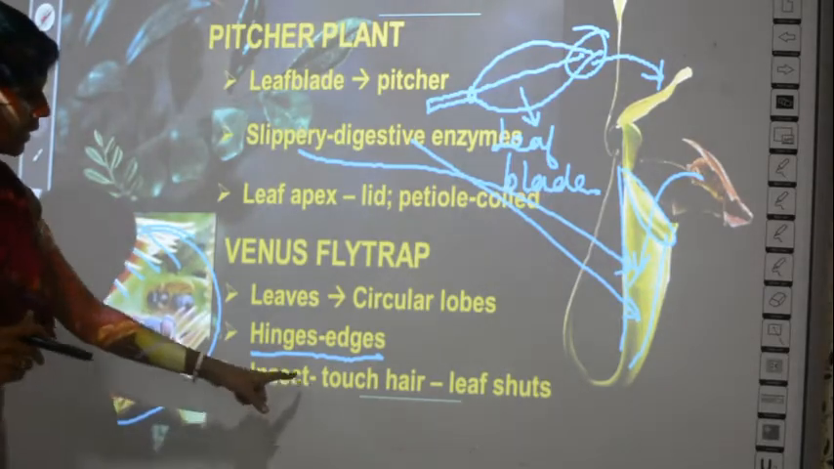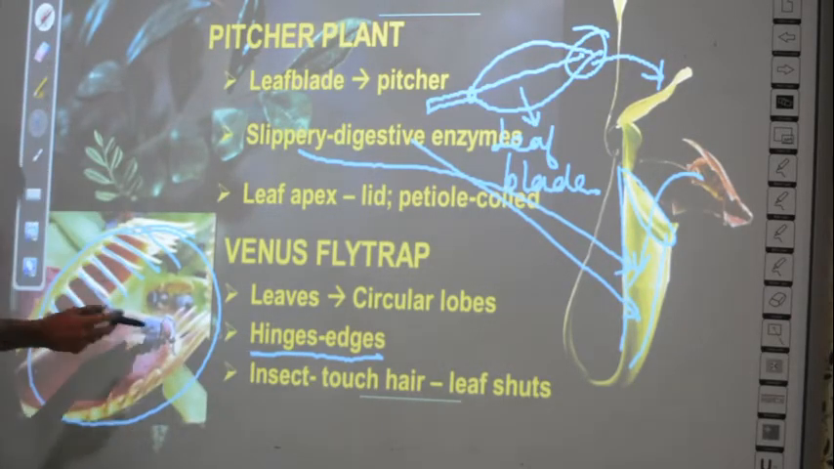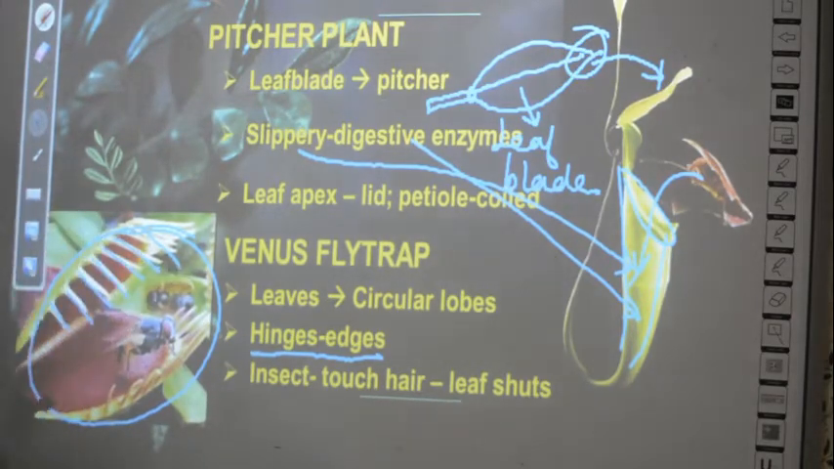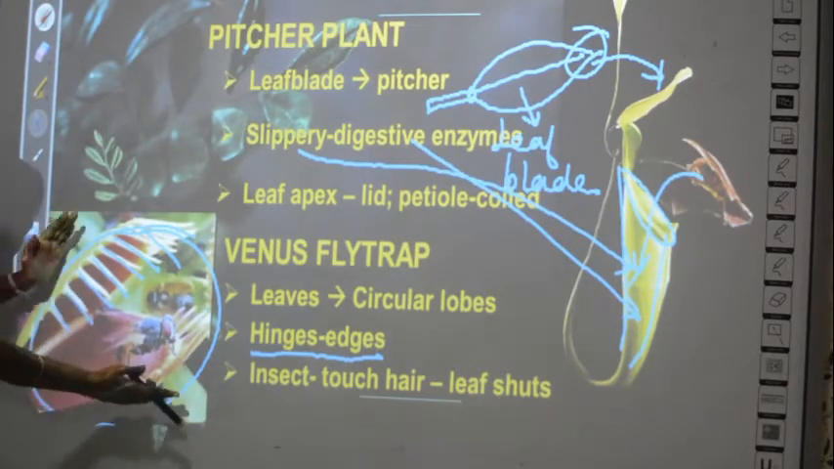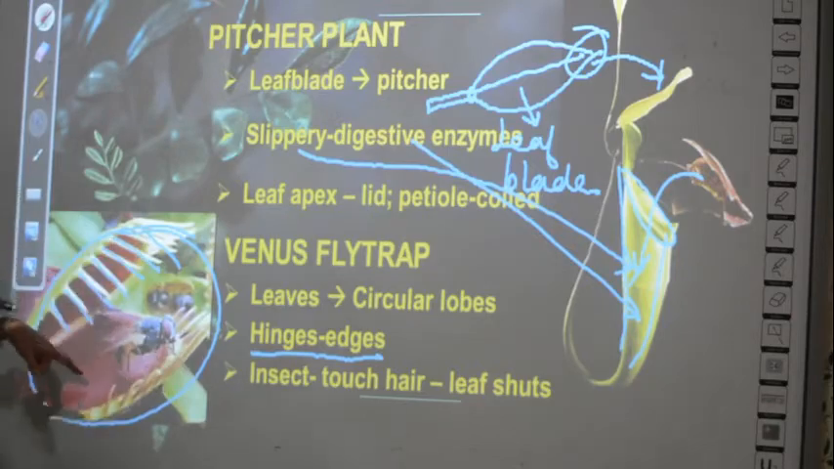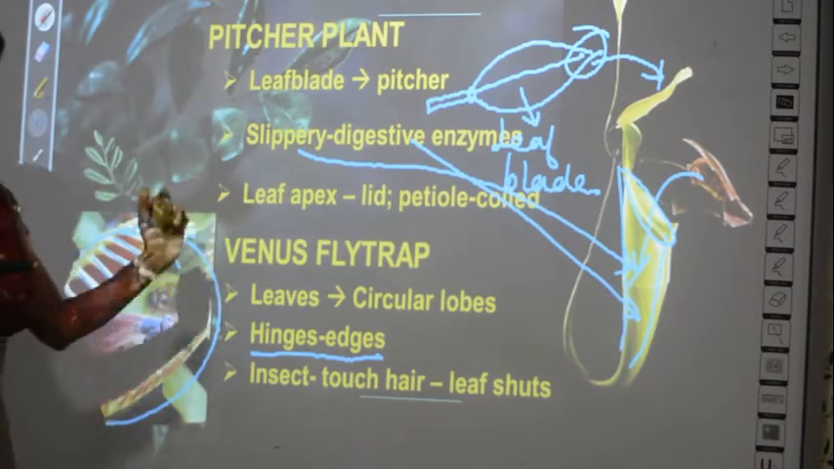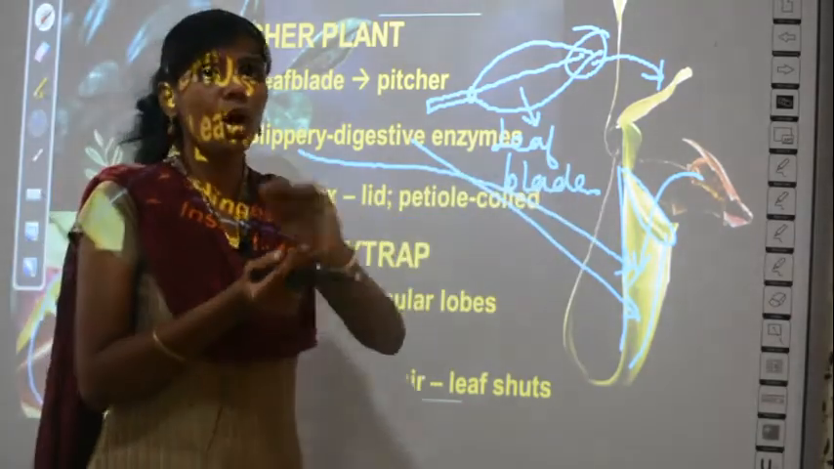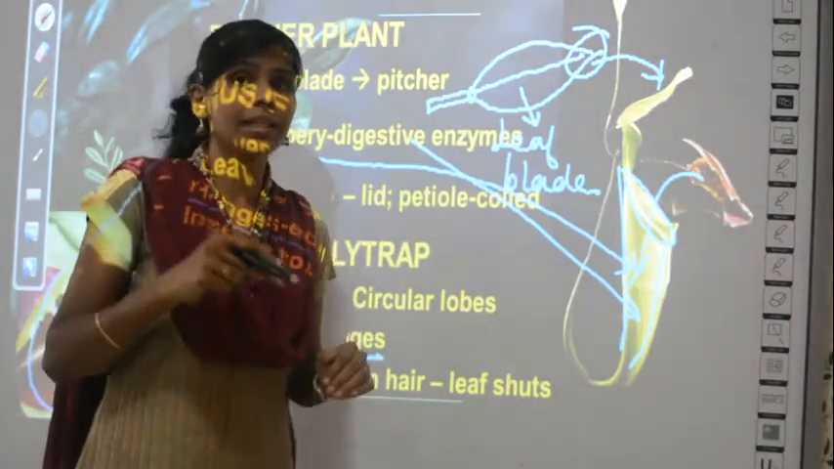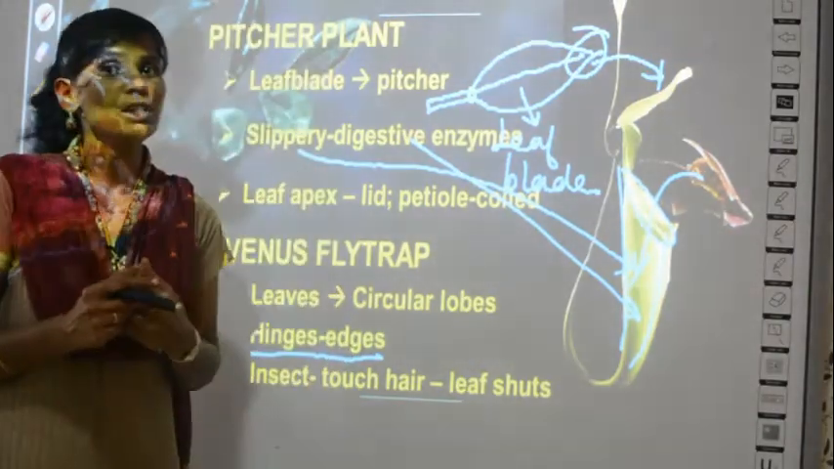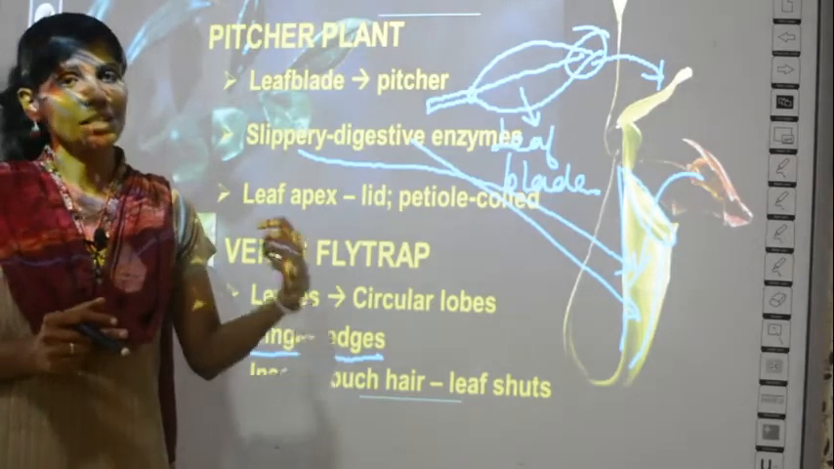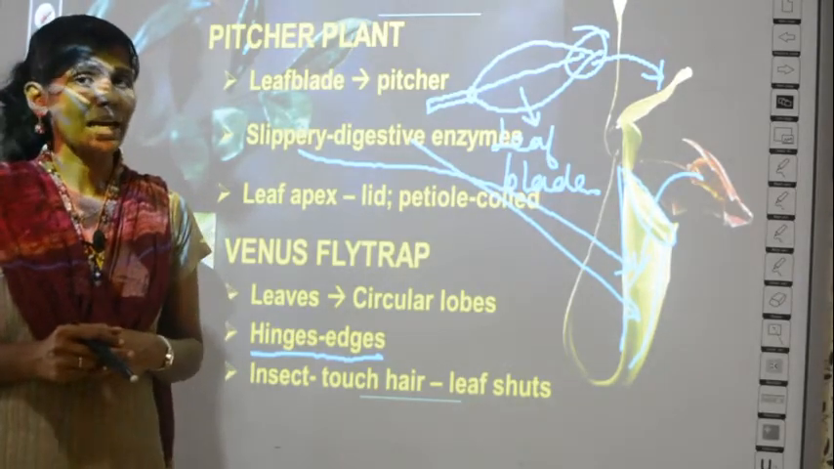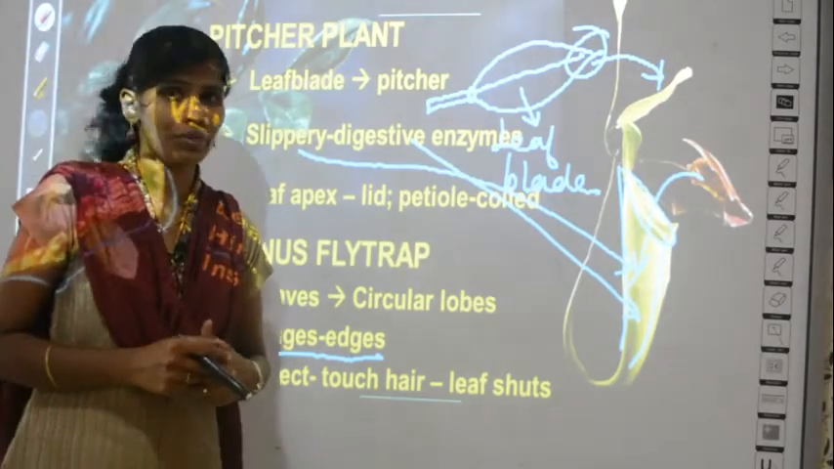So, whenever the insect touches the hair-like structure, the leaf will close. It will be locked inside like this. It will close and the insect will be trapped inside. In both the cases, see, the insect will be locked inside the leaf, and after that, with the help of digestive enzymes of the leaves, the insects are digested and the plants can take in the nutrients from the insects.